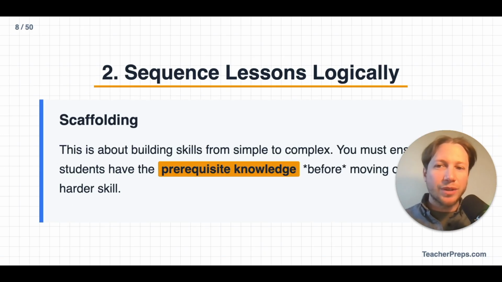Okay, next, let's talk about sequencing. This is all about scaffolding, or helping our students build skills logically, and the key here is from simple to complex. So if you receive a question on test day, remember simple to complex. That's the way that we teach in a direct and explicit teaching style.